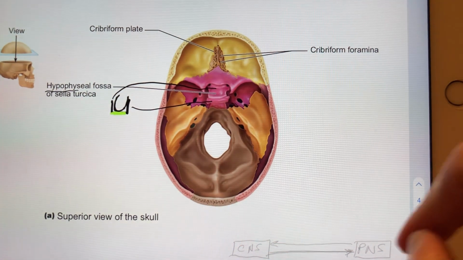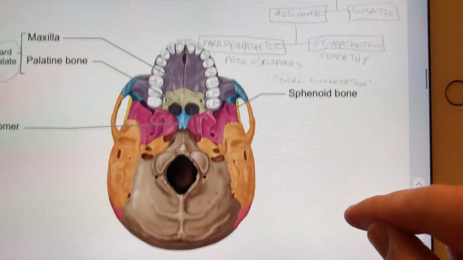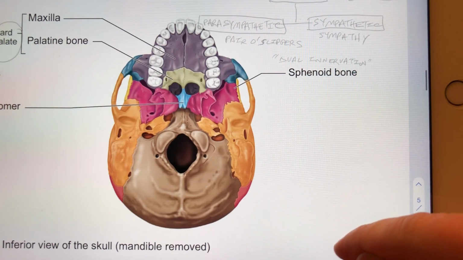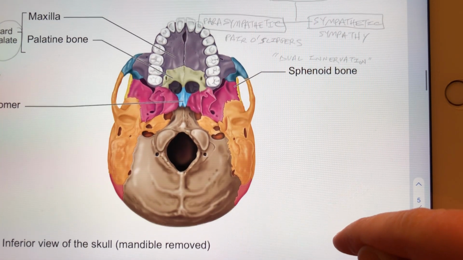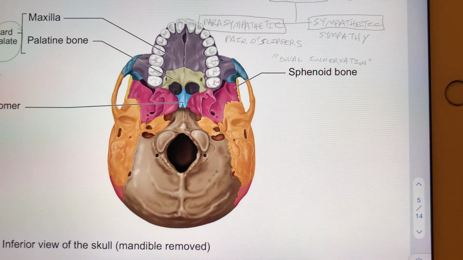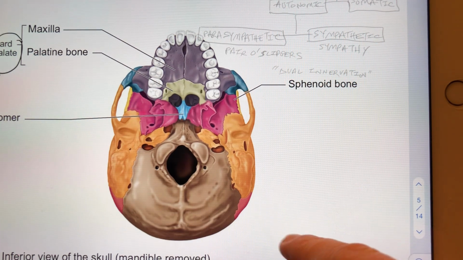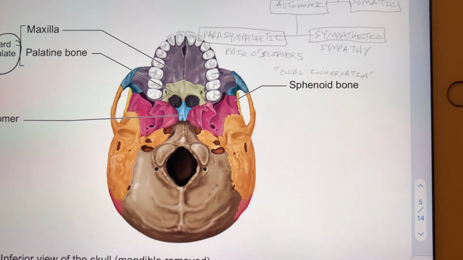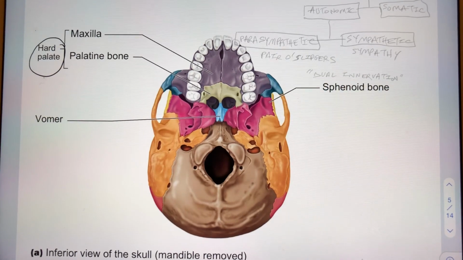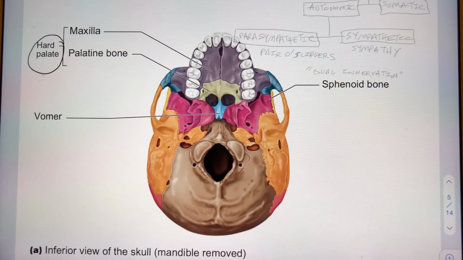Let's go to slide number 6. There's that vomer that you can better see now. You'll need to recall the palatine bone and the maxillae, and that they together reinforce the hard palate, or comprise the hard palate. That will be relevant. And then let's go to slide 6.